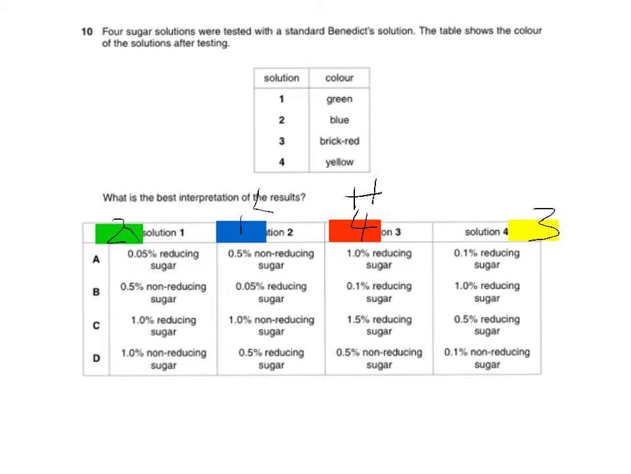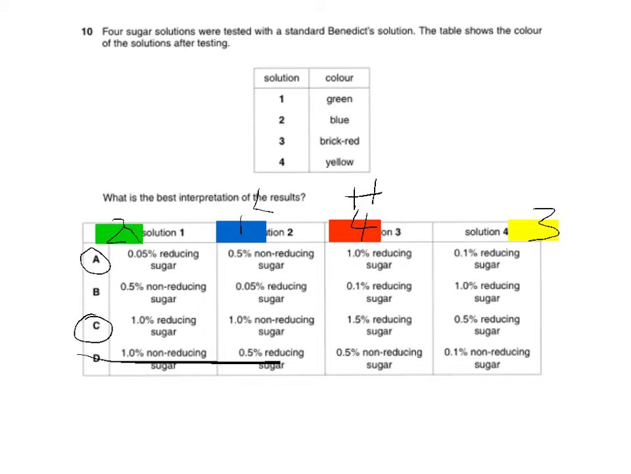So what are we looking at here? Well, in this column, it could be the reducing sugar, 0.5% reducing sugar, or indeed a 1% non-reducing sugar, sorry. Either of those would be correct. Okay, so we're now looking at line A or line C.